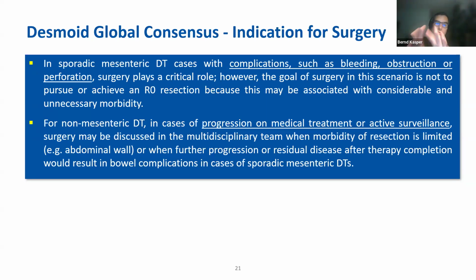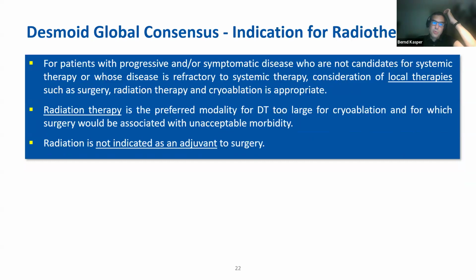So the goal here is just to treat the complication. And if we have a progression on medical treatment or active surveillance, then surgery may be discussed, but you always have to take into account the morbidity of the resection, and you should only do this when this is rather limited. The next slide is dedicated to radiotherapy, which doesn't have a major role in desmoid tumors anymore.